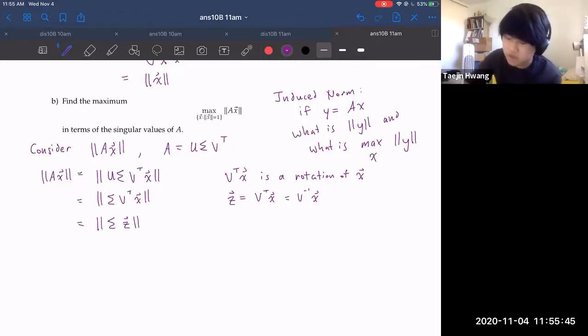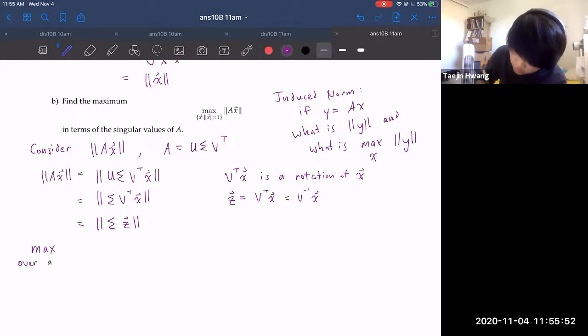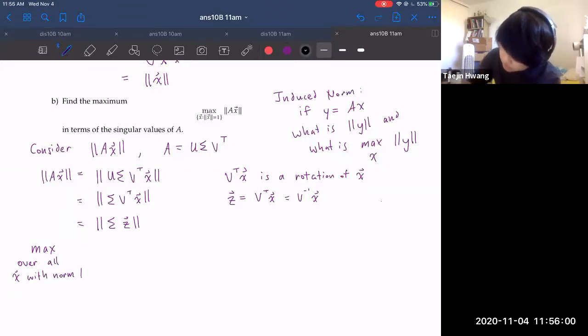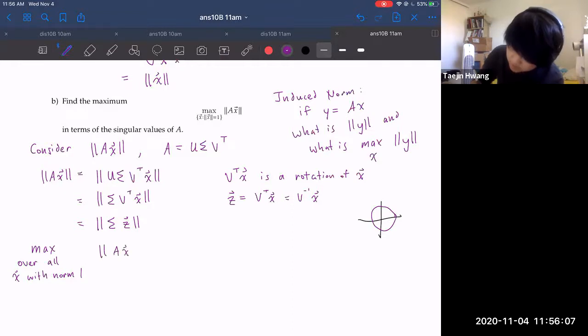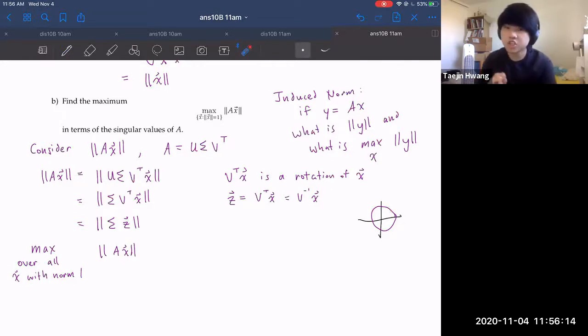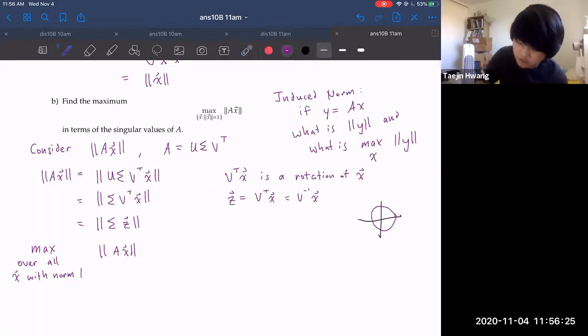And now let's take a look back at what our maximization problem was. We wanted to maximize over all X with norm 1. In other words, we're maximizing on the unit circle the norm of AX. And if we're maximizing over every vector on the unit circle, and we apply some rotation to it, like V transpose X, it's not going to change which vectors we're looking at. We look at all these vectors, we rotate all of them, we look at them again. It's not going to change the actual problem. So we can maximize over all Z with norm 1. This is going to be the same problem of the norm of sigma Z.